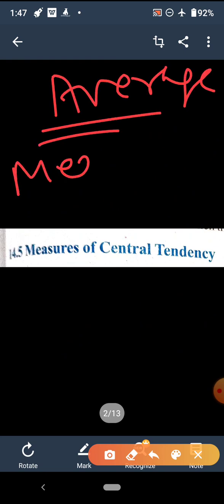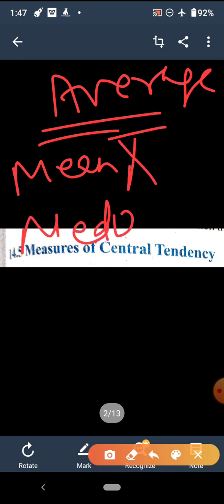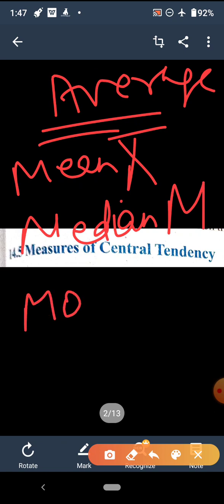One is mean. Mean is represented by the letter X bar. Another is the median. Median is represented by capital M. Then another word is mode. Mode is represented by the letter Z. These 3 averages are in your class 9 syllabus: mean, median, mode. So mean is represented by X bar, median by M, and mode by Z. So firstly we talk about the mean.